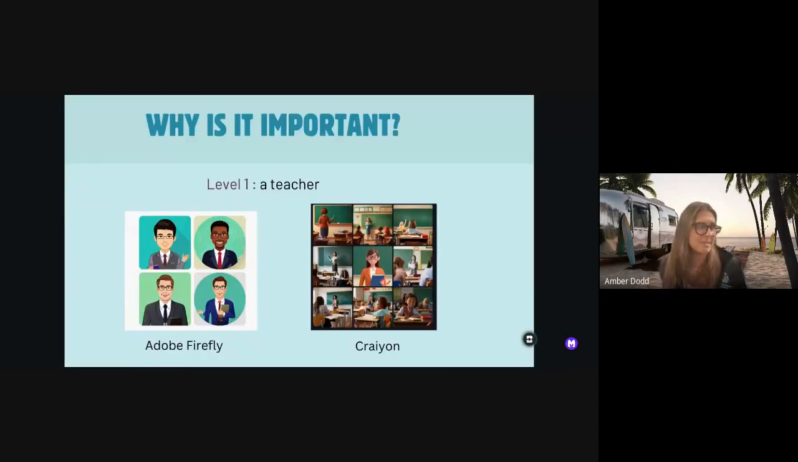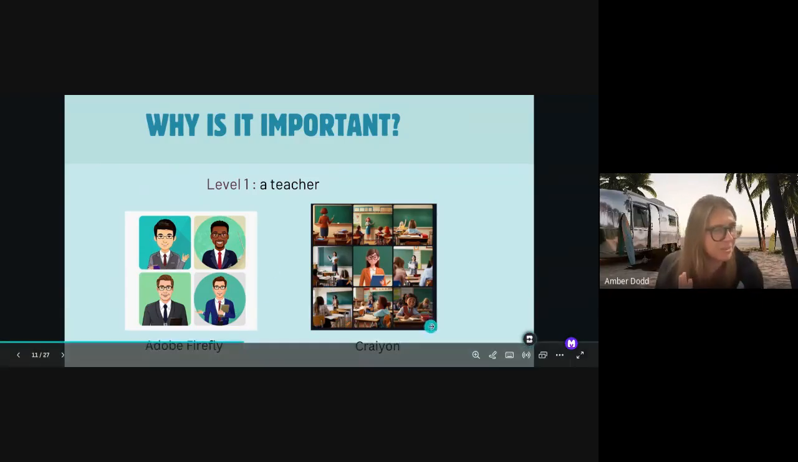So why is this important? I did a side-by-side comparison of Adobe Firefly and Crayon, which are image generators. At level 1, my prompt was just a teacher. I want a picture of a teacher. So with just the prompt of a teacher, we can see some differences. Adobe Firefly is all male with glasses. And then we have a little bit more variety in the other. Some of them aren't even teachers; some of them are students that are seen in here.